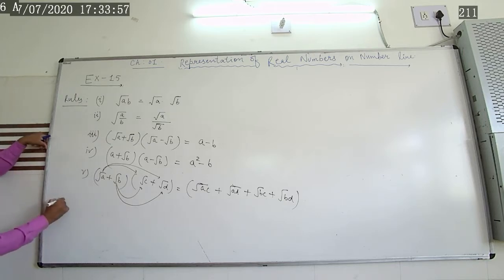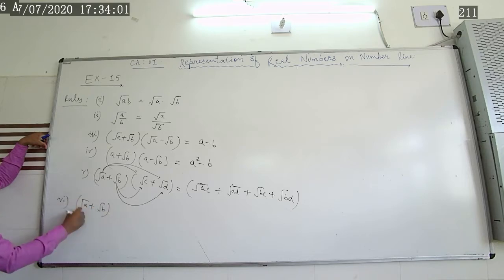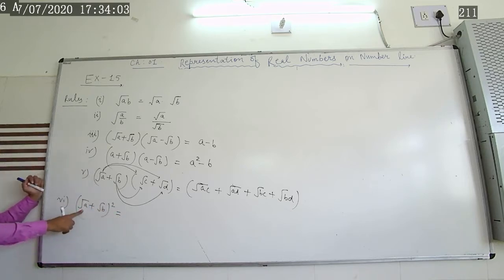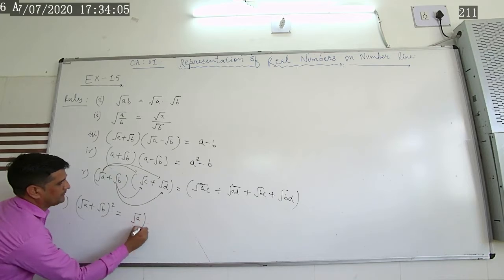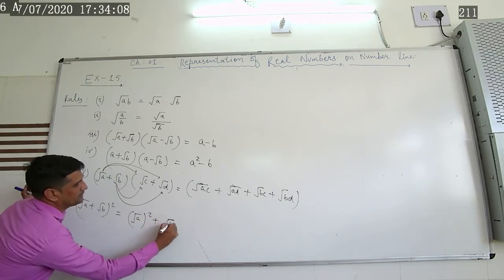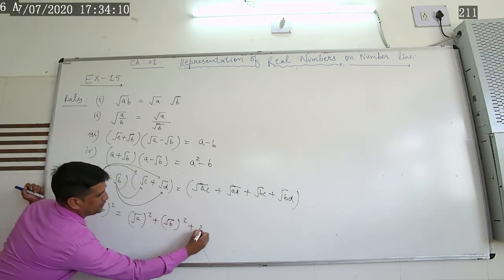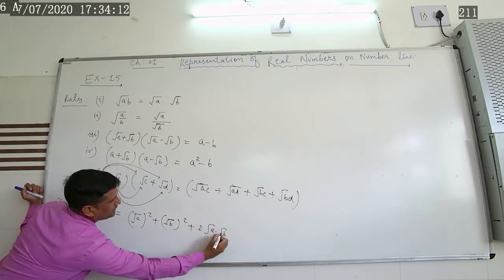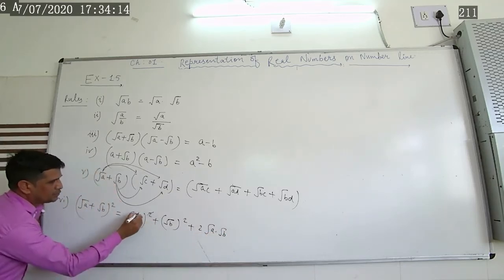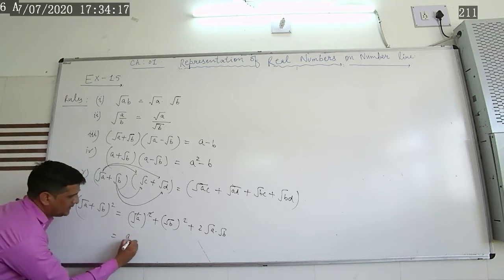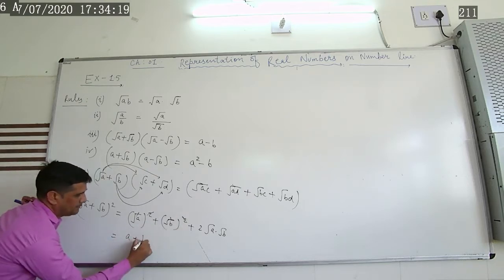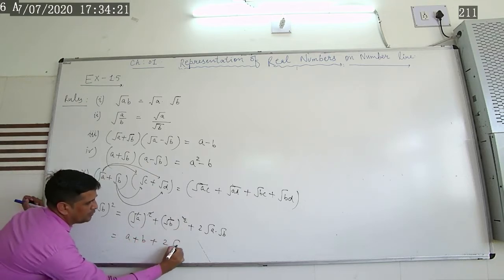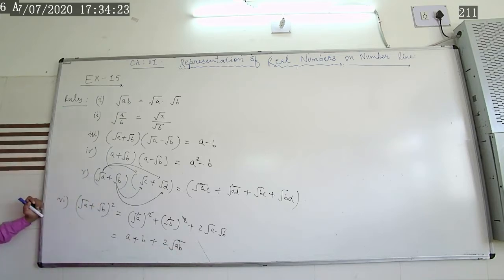Now last is (a plus b) whole square type. Under root a plus under root b whole square means a square, I will write this way, you will get the idea, plus b square plus 2 times under root a into under root b. The square and the root cancel out. It will come a plus b plus 2 times under root ab. So this will be the result after solving this type of question.